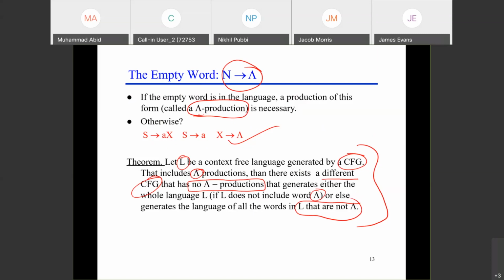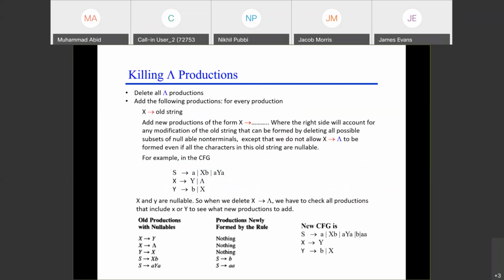In this case, what we will do, let's look at this one. We need to see our job is killing lambda productions, so delete all lambda productions. This is what we want to do. If you have a lambda production in your grammar, what are the possible words you can generate in the presence of that lambda production rule? Now you need to add those words or some extra production rules in your grammar.